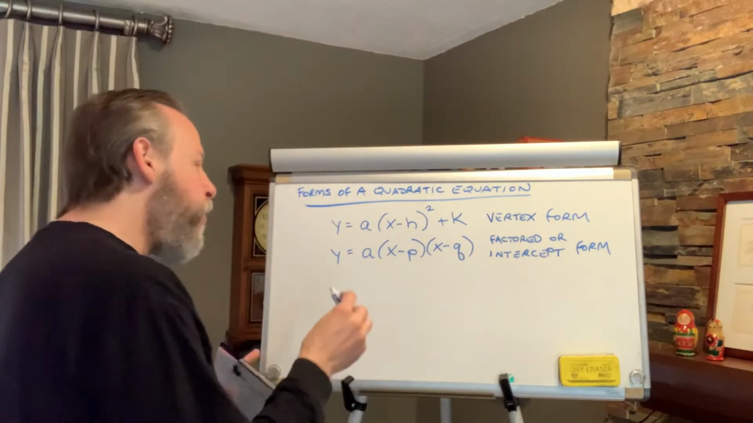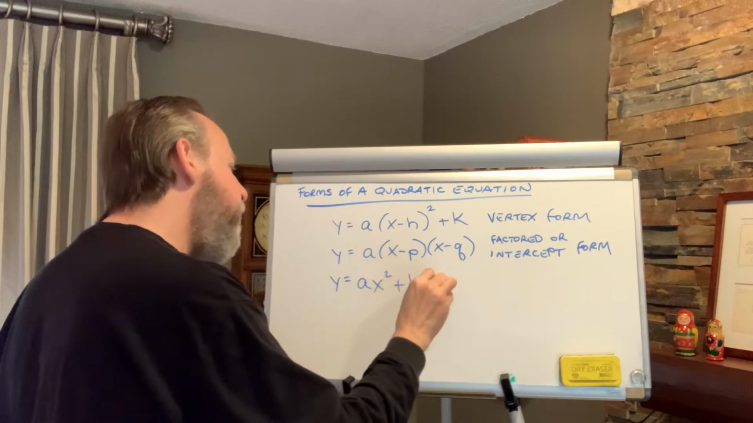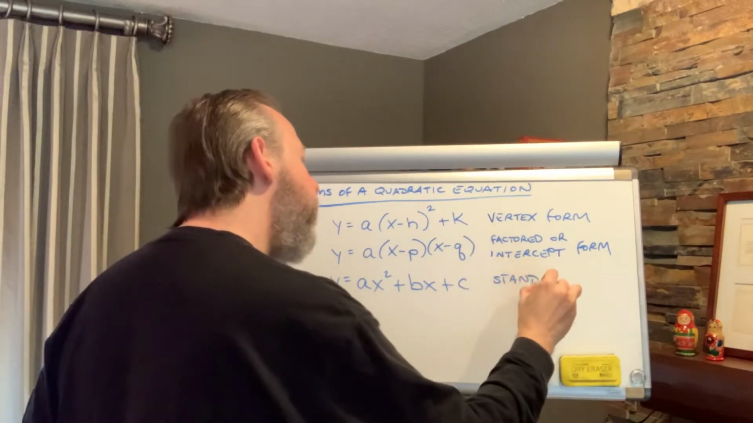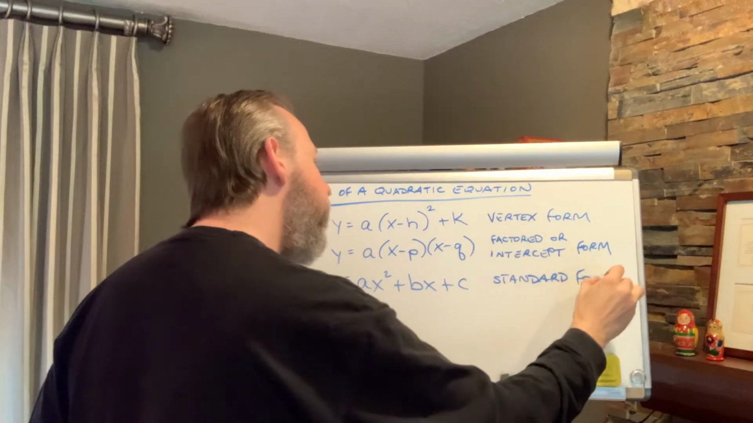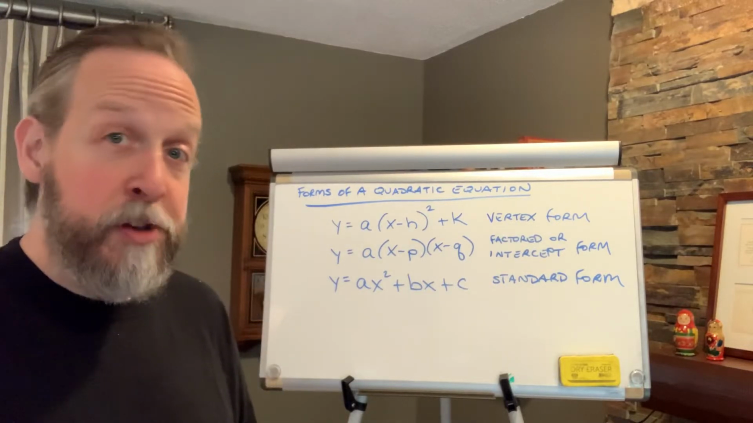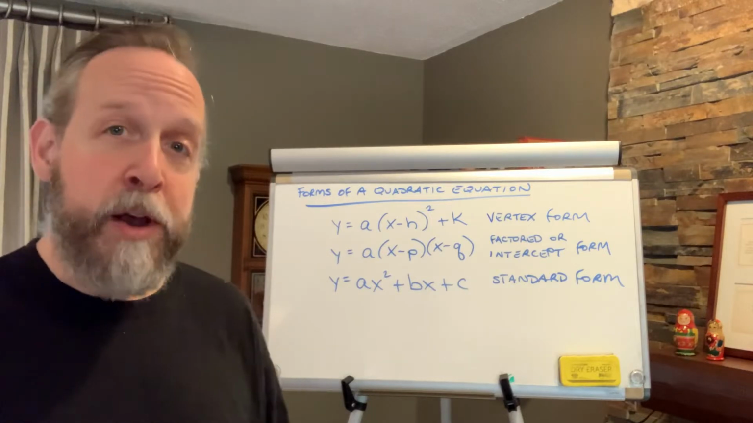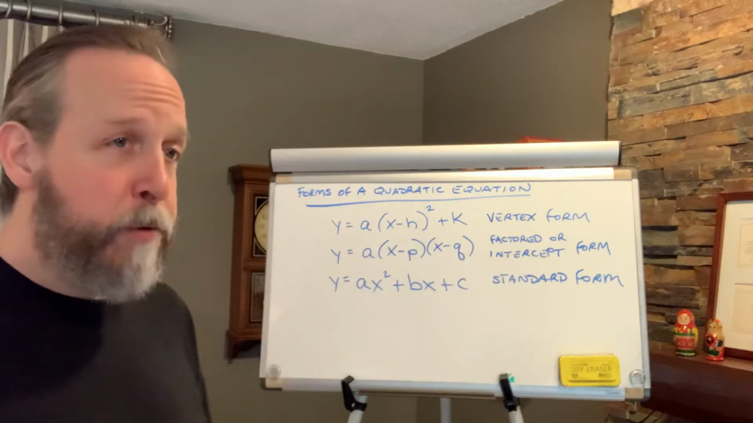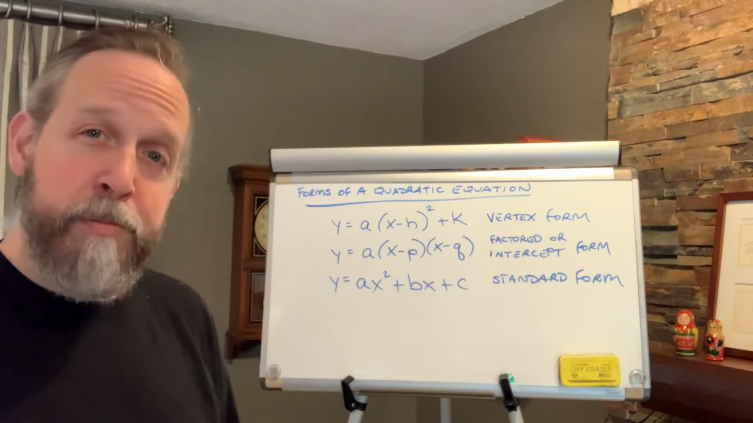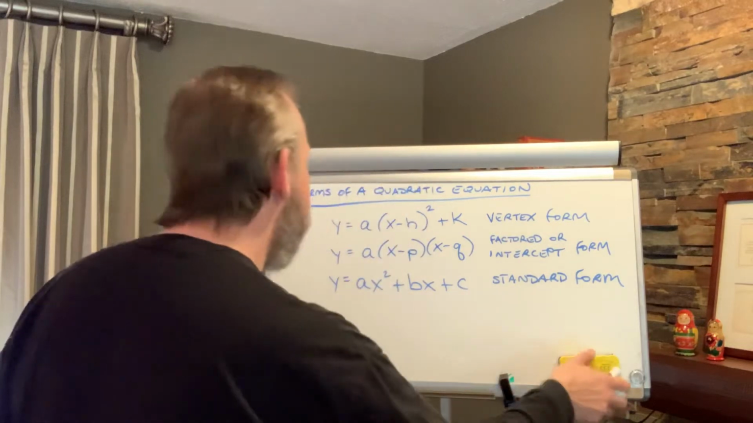The last form of a quadratic equation is y equals ax squared plus bx plus c, and that's called standard form. So just like a linear equation had three different forms it could be written in, slope-intercept, point-slope, and standard, quadratic equations also have three forms: vertex form, factored or intercept form, and standard form. Okay, make sure that's in your notes, and we're going to begin talking about vertex form.